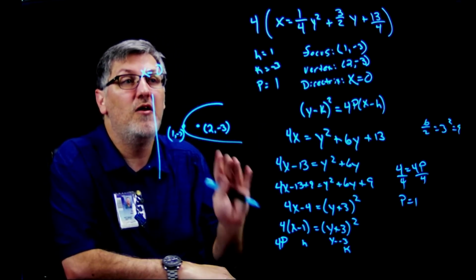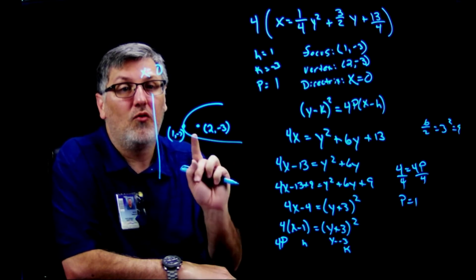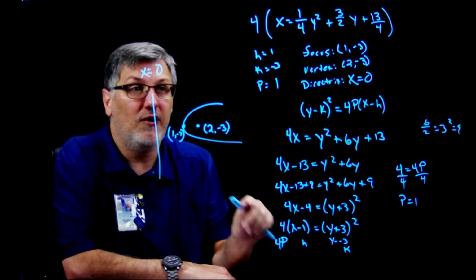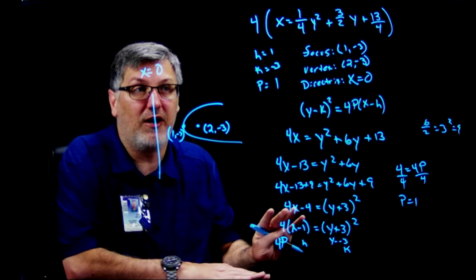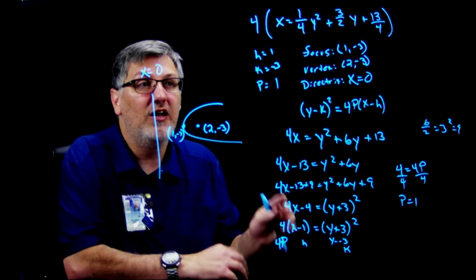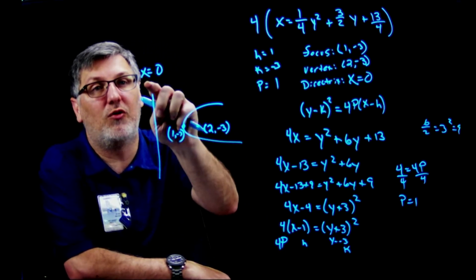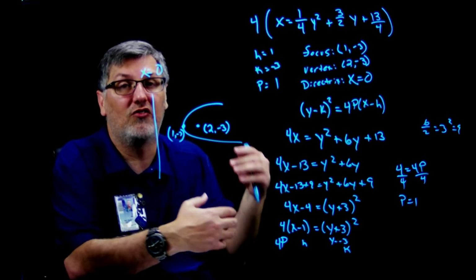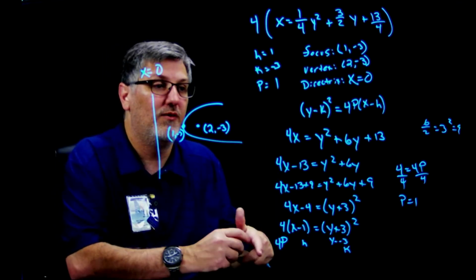I don't care. Now, you need to remember, when you give me a focus or a vertex, you need to give me a point. If you don't give me a point, you're not going to get credit for it because they are points. For the directrix, if you do not give me an equation of a line, you're not going to get credit for it because it's not just a number, it's an equation of a line. It's going to be an x equals or a y equals.